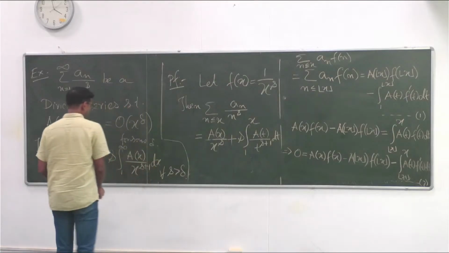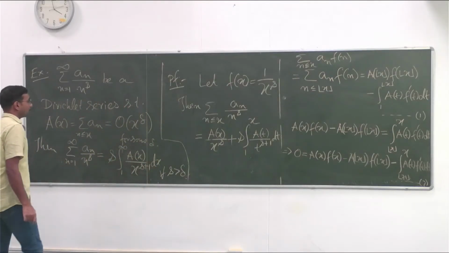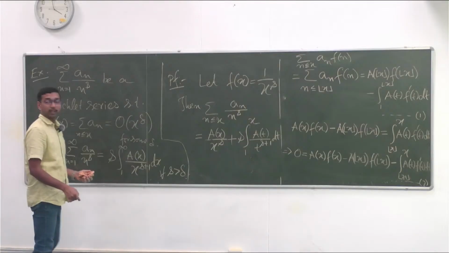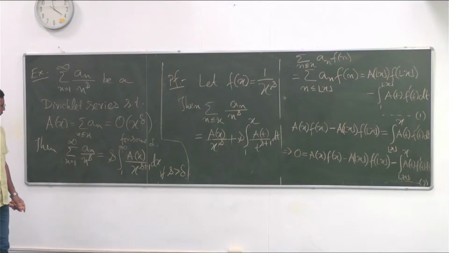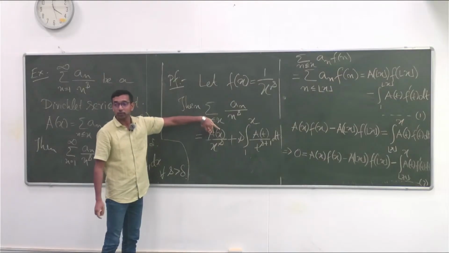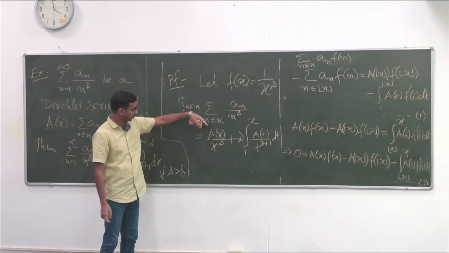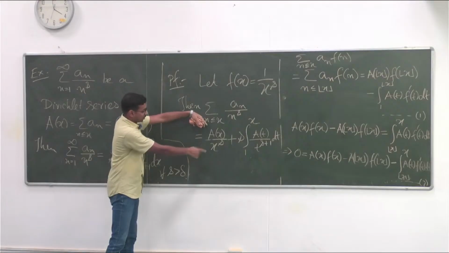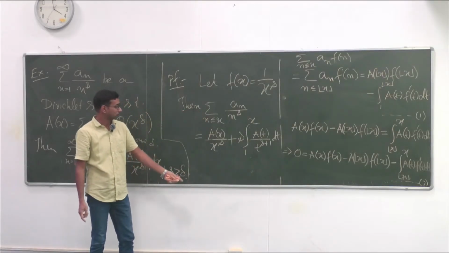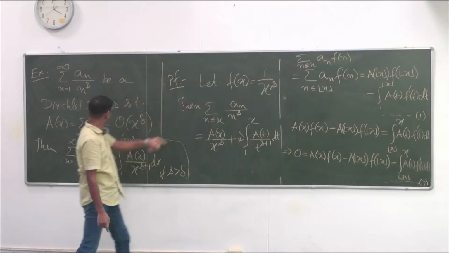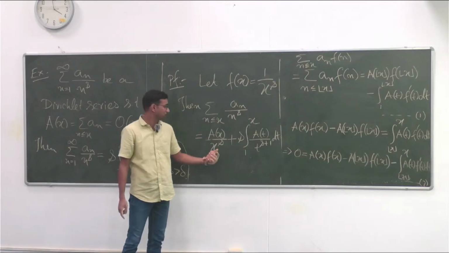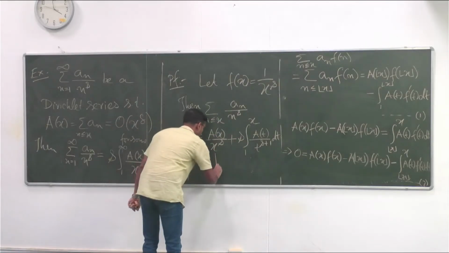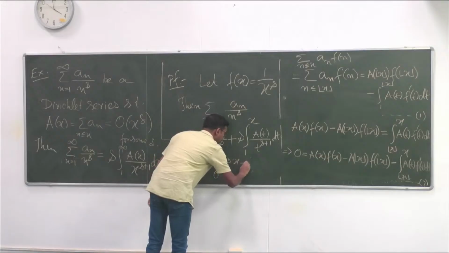Okay, so this one, when s is greater than delta, this is big O of x power delta. So when s is greater than delta, if you take x going to infinity, when x is very large, this term is as small as you wish. So if you take x to infinity, on the left hand side you get this series, on the right hand side you are just getting this integral from 1 to infinity, because this term goes to 0 as x goes to infinity.